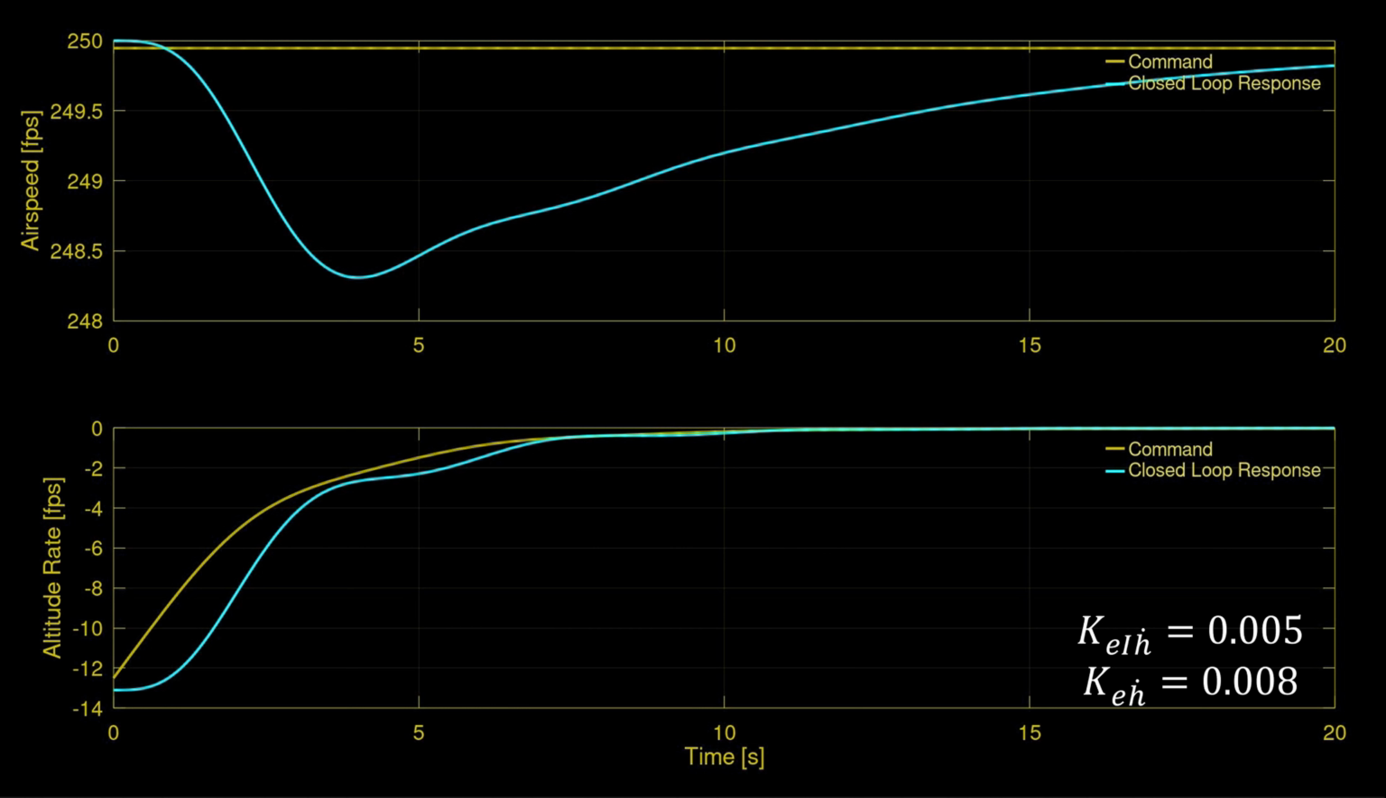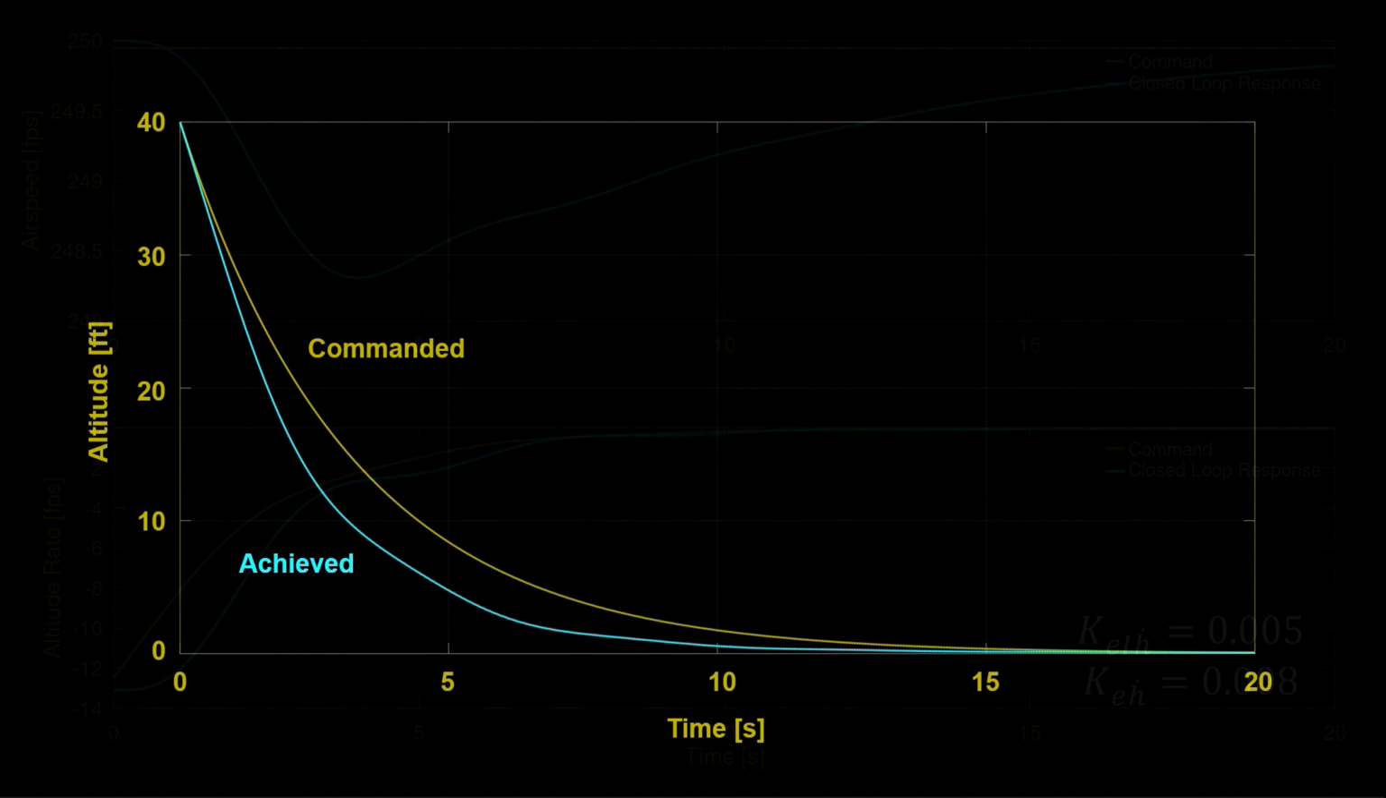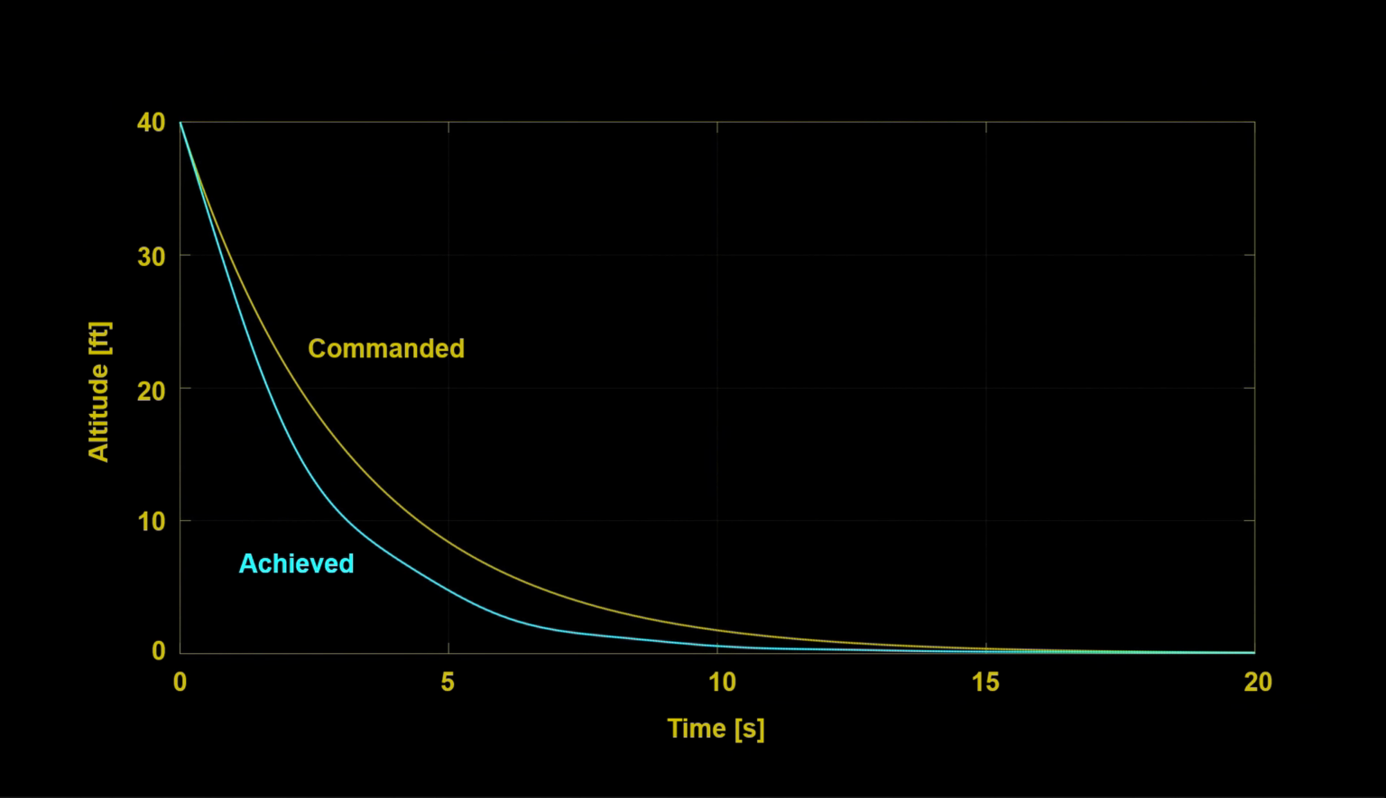The altitude rate shows an underdamped response, but ultimately tracks well. Integral control plays a key role in achieving this response. Integrating the commanded altitude rate and comparing to the achieved altitude shows reasonable tracking. The rate of descent is effectively reduced according to the exponential command.